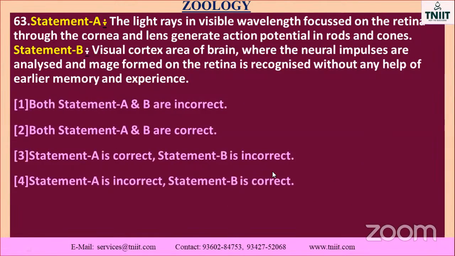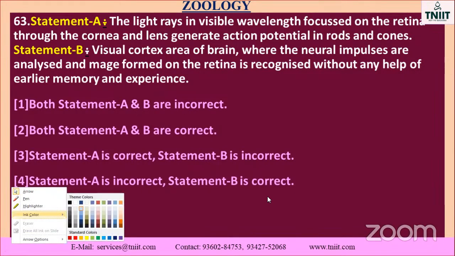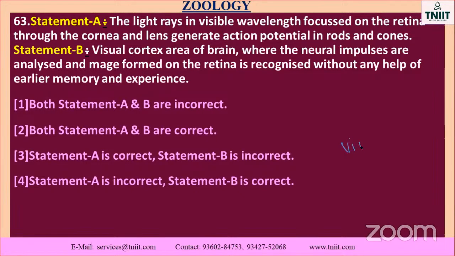See statement 63. The light rays of visible wavelength, VIBGYOR, are focused on the retina through the cornea and lens and generate action potential in rods and cones. The visible wavelength is 420 to 720 nanometers. Generate the action potential of rods and cones. Is it a correct one?